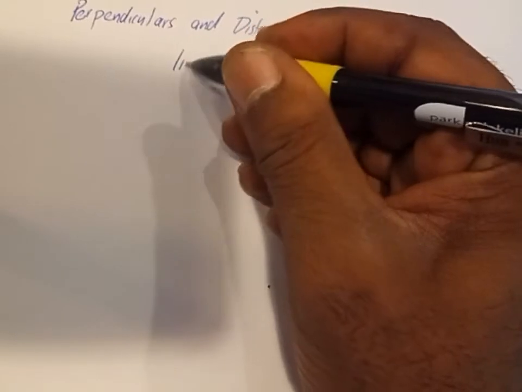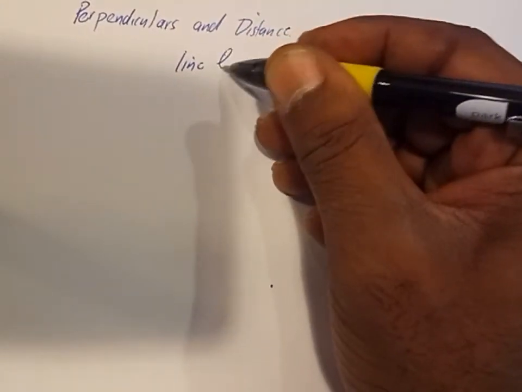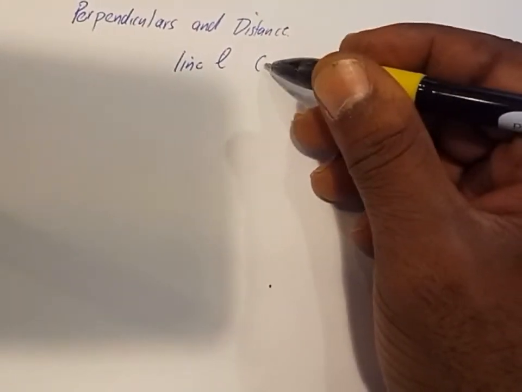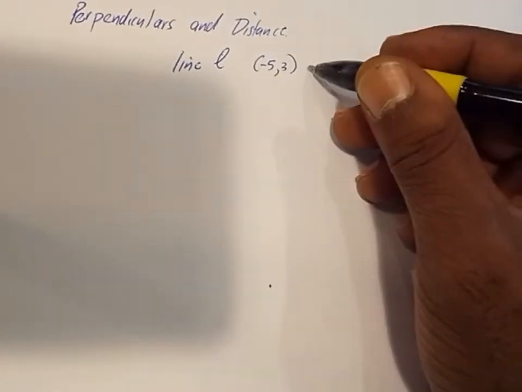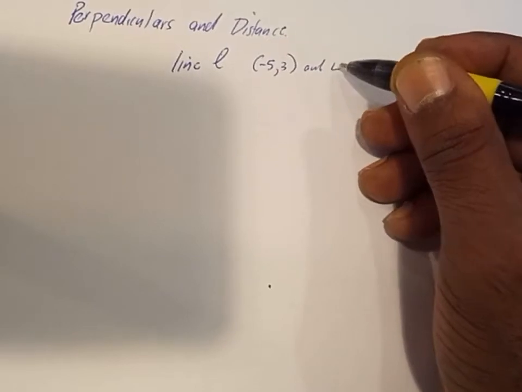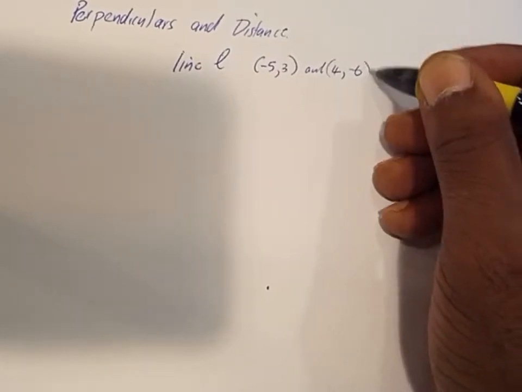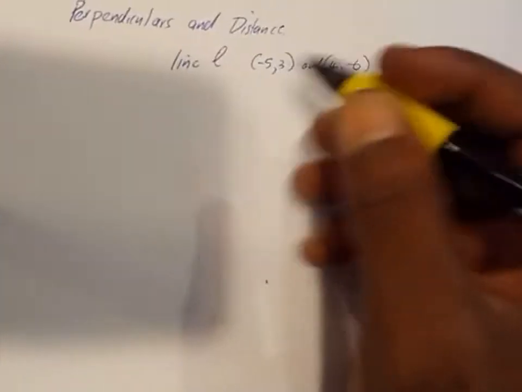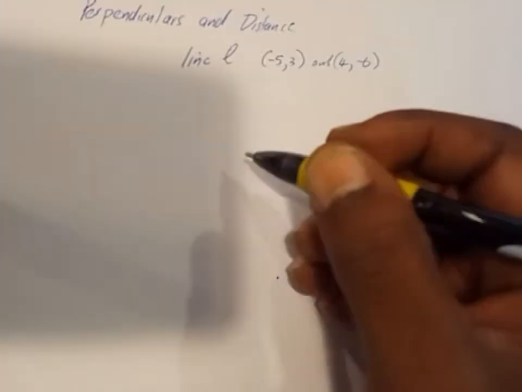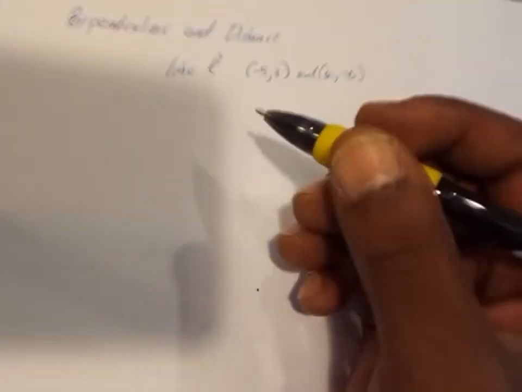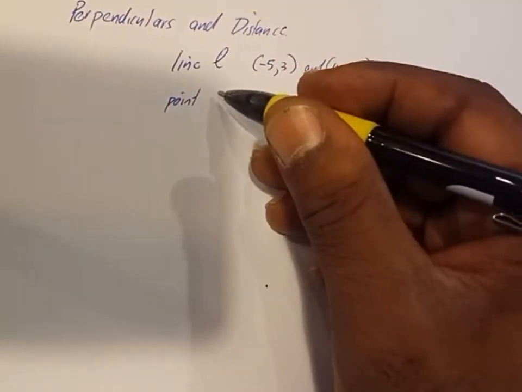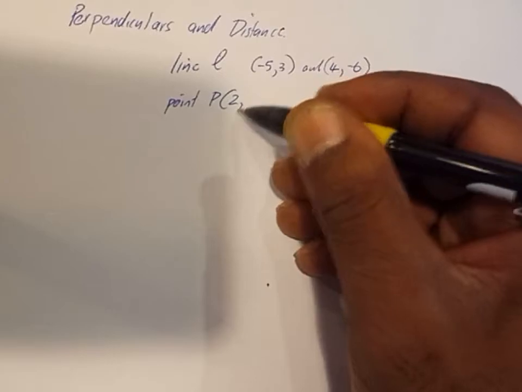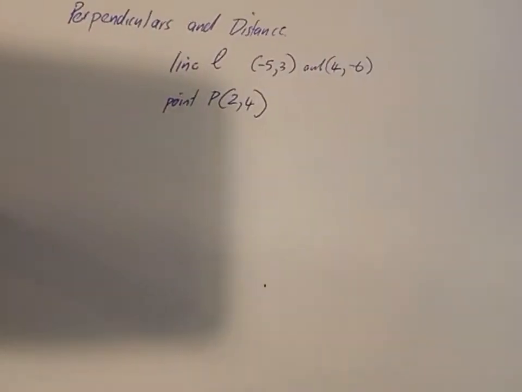So here's our example. We're given one line. Let's call it L. And the points in that line are defined as -5, 3, and 4, -6. We are told to find the distance between this line and point P called 2, 4. Let's imagine what they're asking us to do.